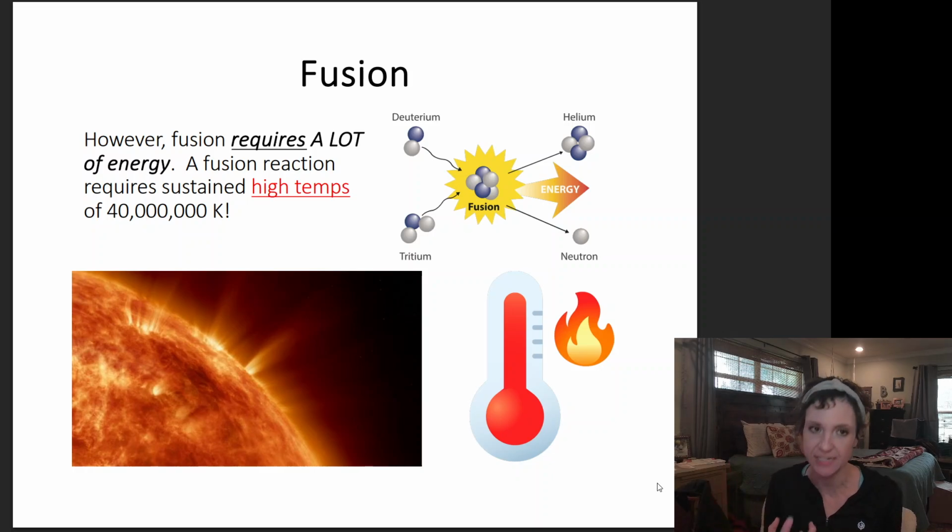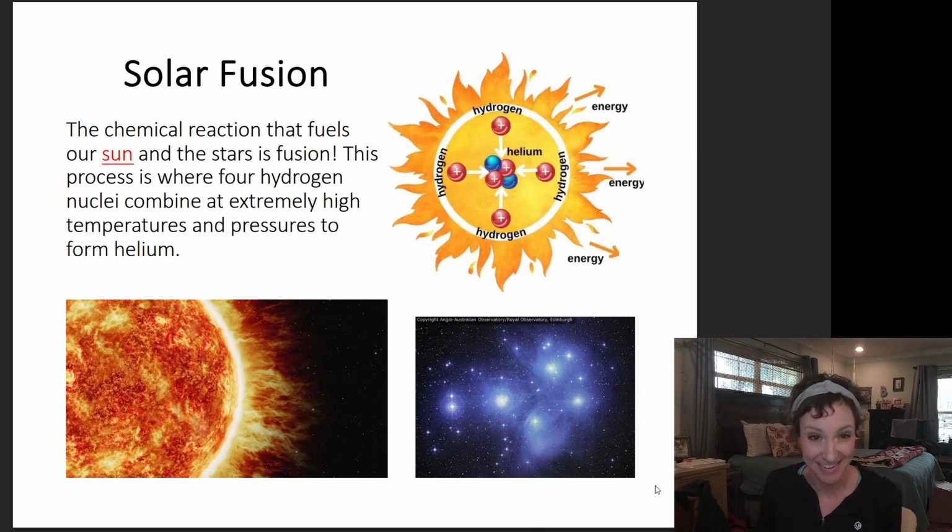It requires a lot of heat energy. To give you an example, a fusion reaction requires sustained high temperatures of like 40 million degrees Kelvin, and that's in Kelvin. So we're looking at a crazy, crazy, crazy high temperature. And you're like, where can that ever be achieved? Well, y'all, this is what fuels the sun and the stars.